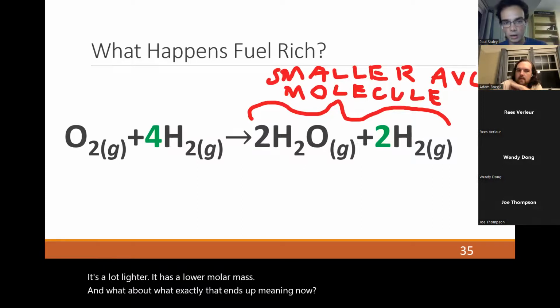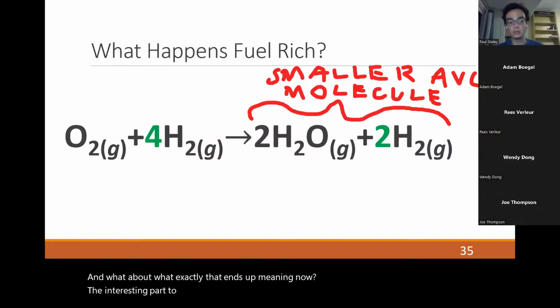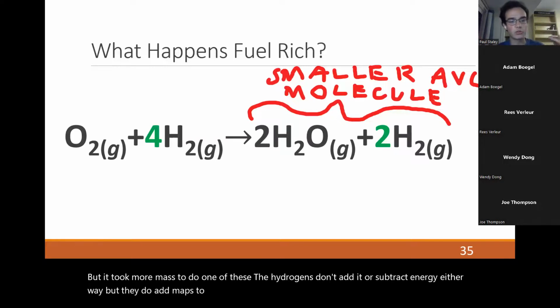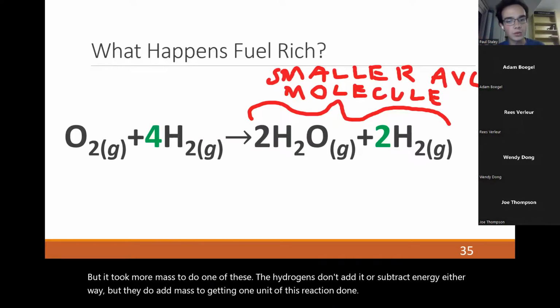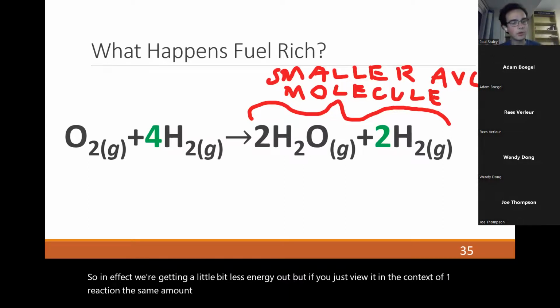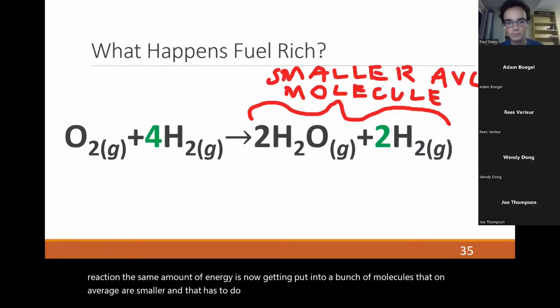The interesting part to note is that we did lose something. This reaction still outputs the same amount of energy, but it took more mass to do one of these. The hydrogens don't add or subtract energy either way, but they do add mass to getting 1 unit of this reaction done. So in effect, we're getting a little bit less energy out. But if you just view it in the context of one reaction, the same amount of energy is now getting put into a bunch of molecules that on average are smaller. And that has to do with why they end up going faster.